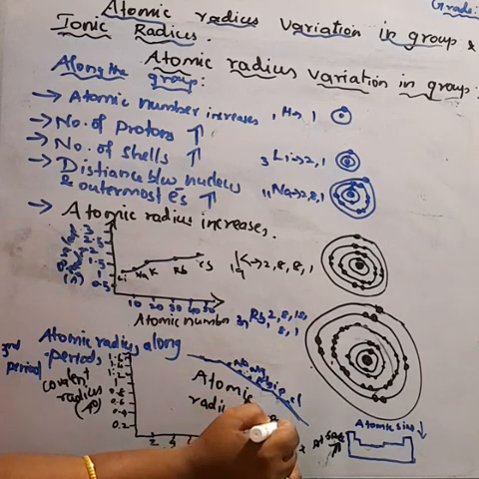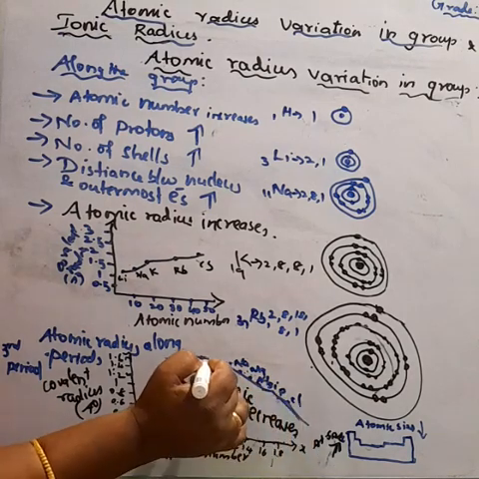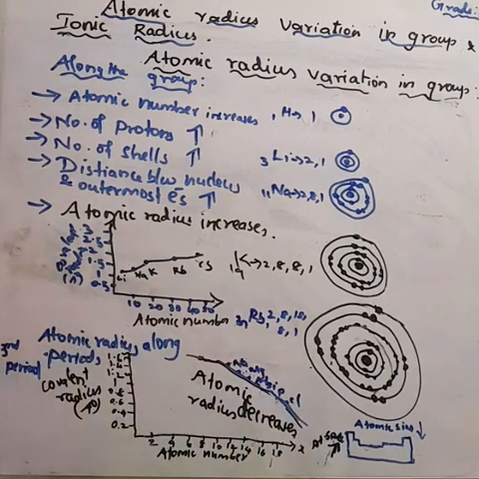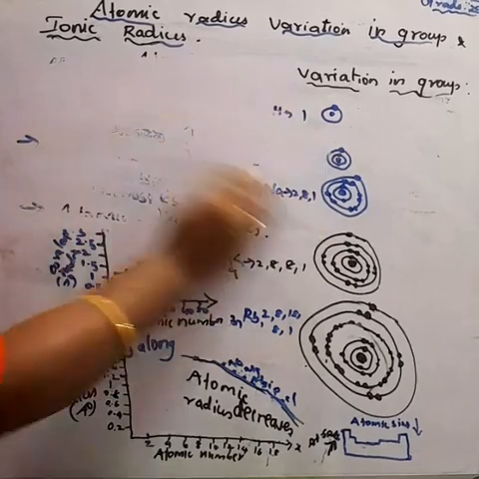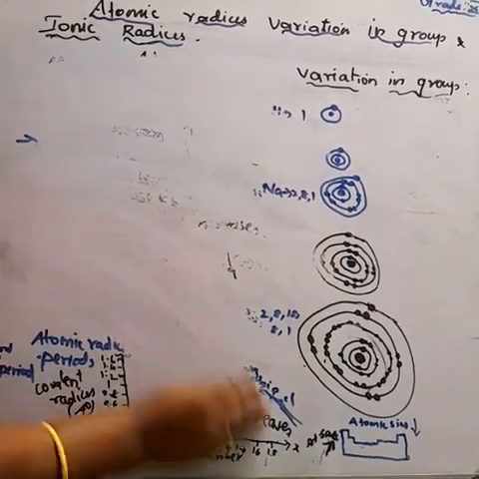Understood? These are about the atomic radius. Okay, then we are going to study about ionic radius and how to calculate the ionic radius for the different ions.